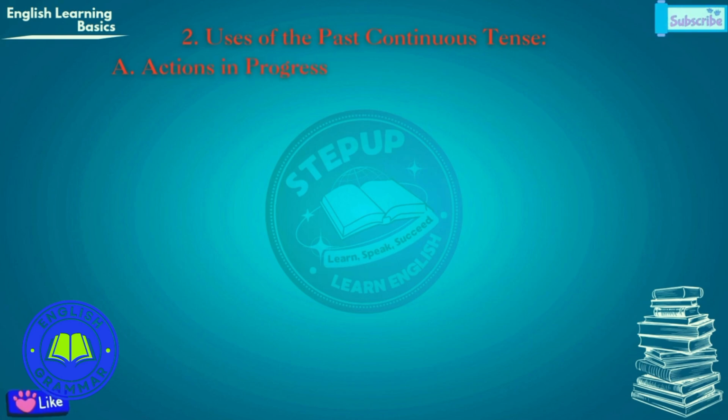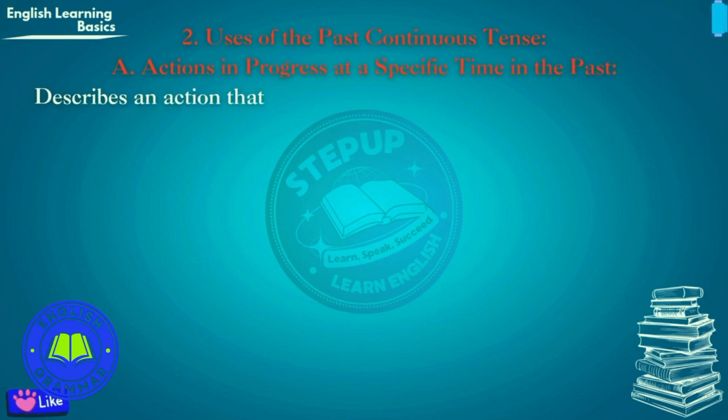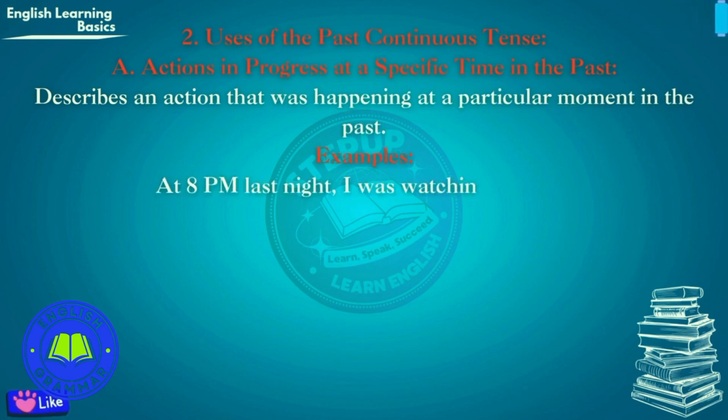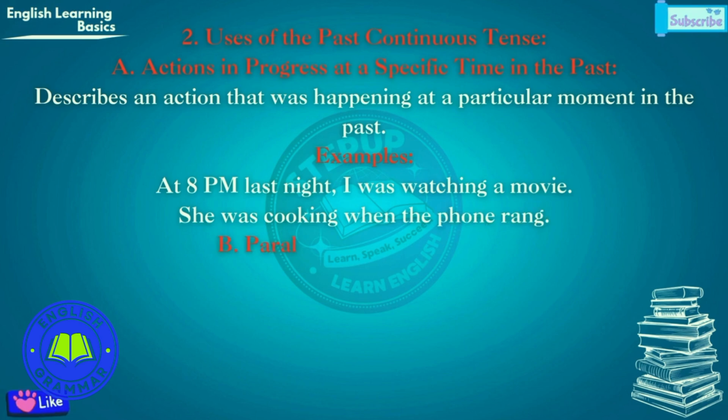2. Uses of the past continuous tense. A. Actions in progress at a specific time in the past. Describes an action that was happening at a particular moment in the past. Examples: At 8 p.m. last night, I was watching a movie. She was cooking when the phone rang.